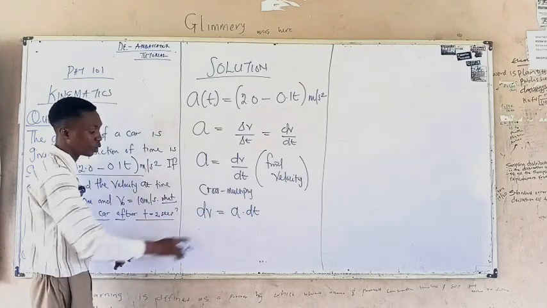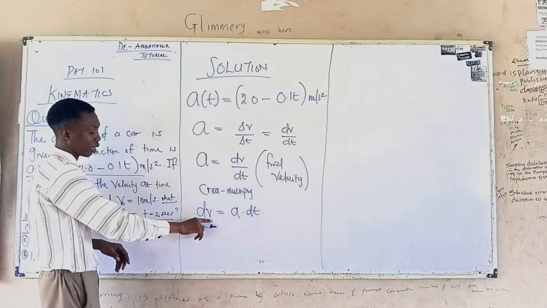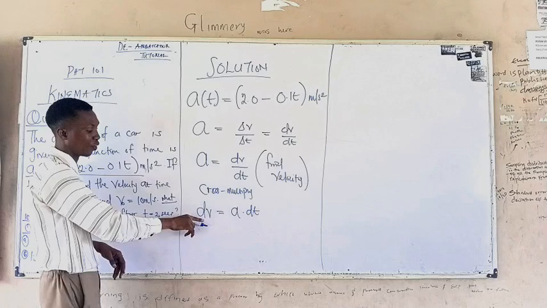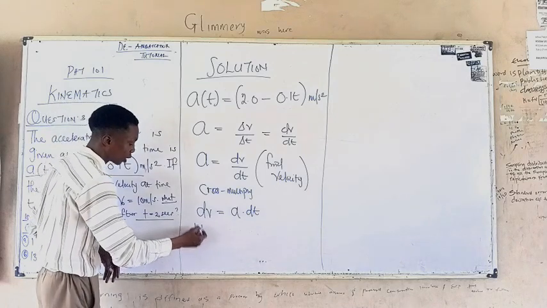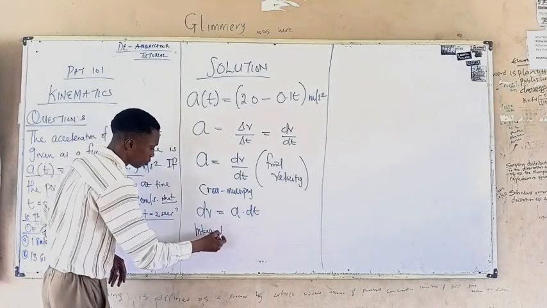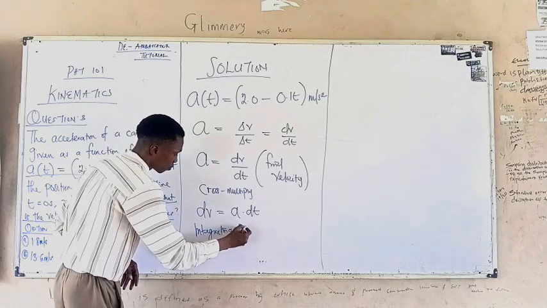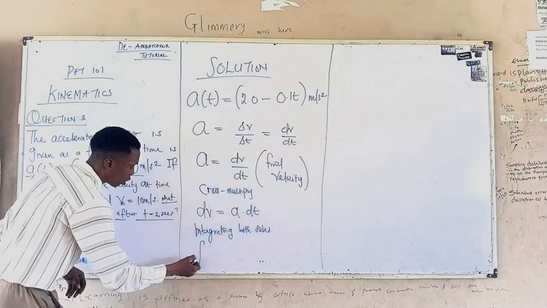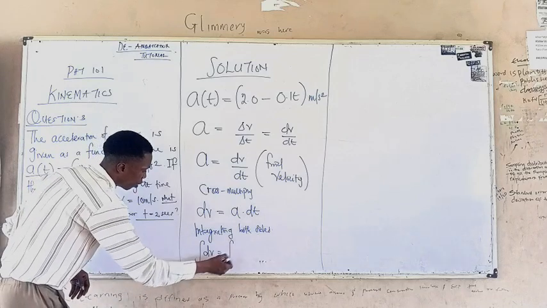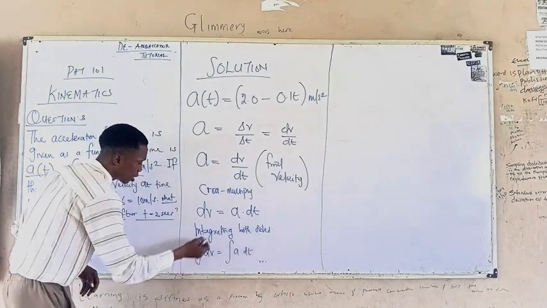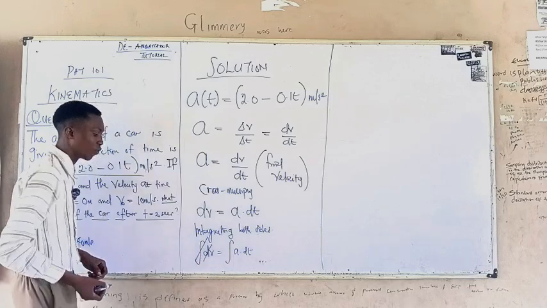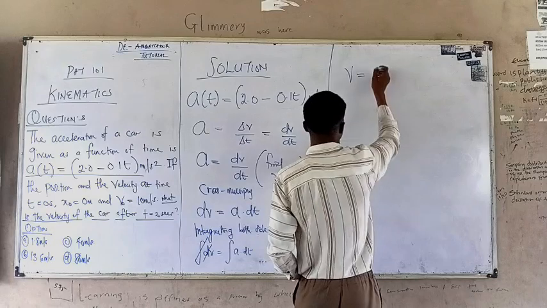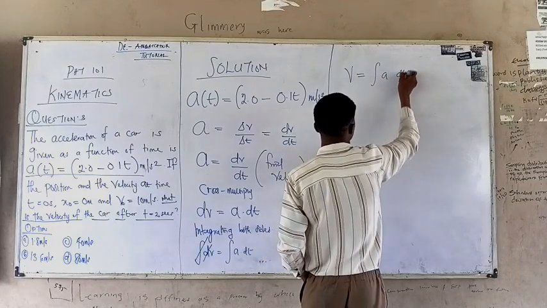The next thing is to get your velocity. But there's something happening here. We have the differential sign. How do you cancel out the differential sign? It is by integrating both sides. When you integrate both sides, saying the integral of dv equals the integral of a dot dt, it means the integral sign cancels the differential sign. Now you have that v is equal to the integral of a dot dt.